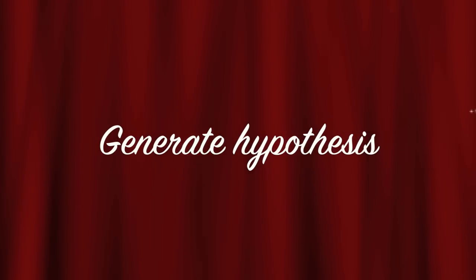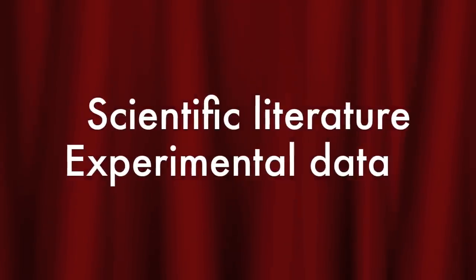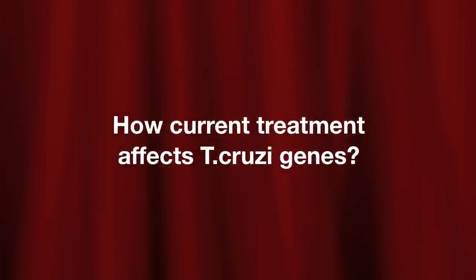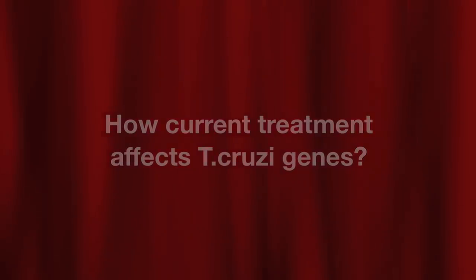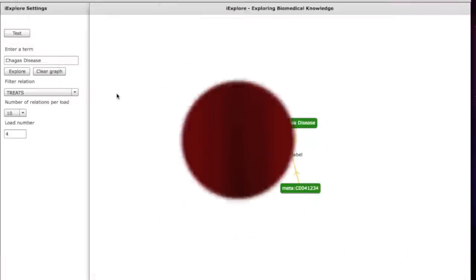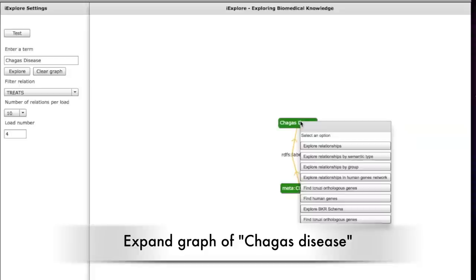A biologist is interested in exploring the literature together with experimental data in Chagas disease. He wants to see how the current treatment of Chagas disease affects the genes of its causative agent, Trypanosoma cruzi, or T. cruzi. The exploration starts by expanding the concept Chagas disease and inspects its related concepts.